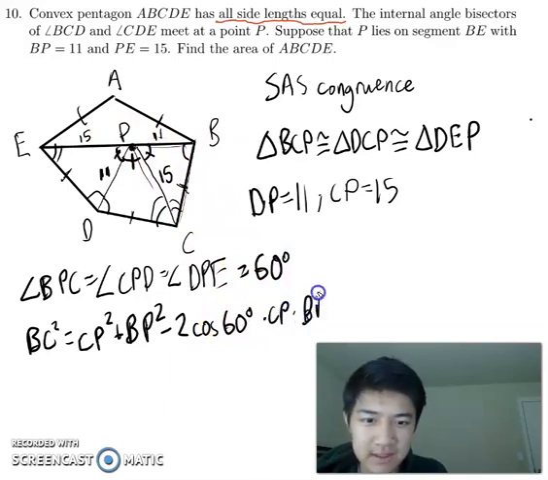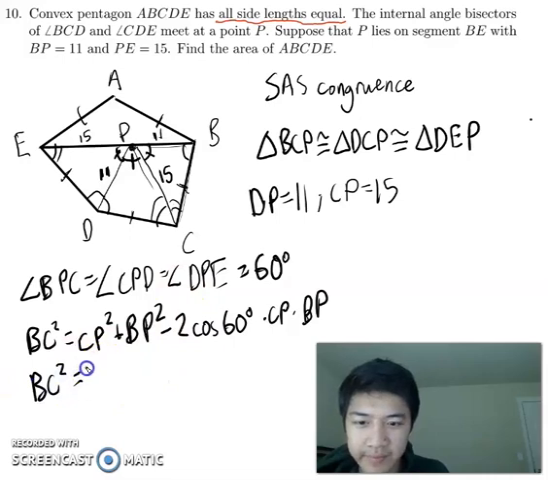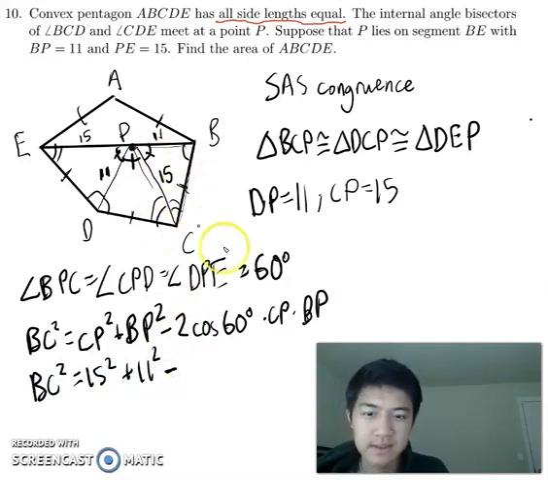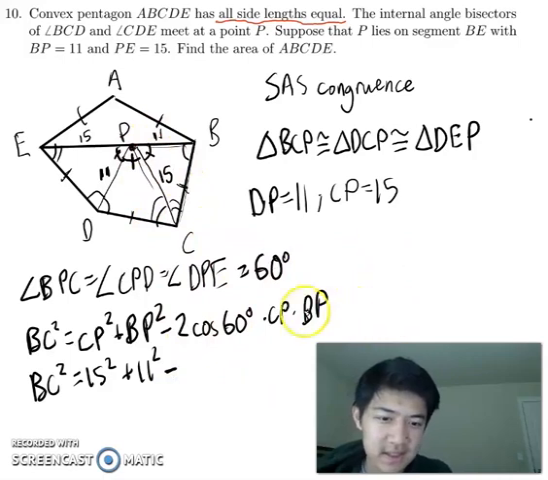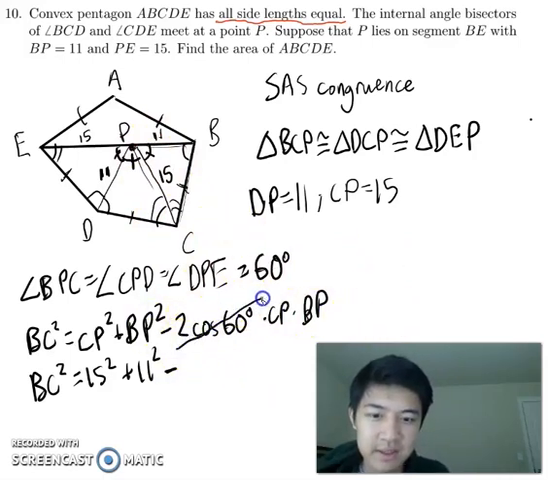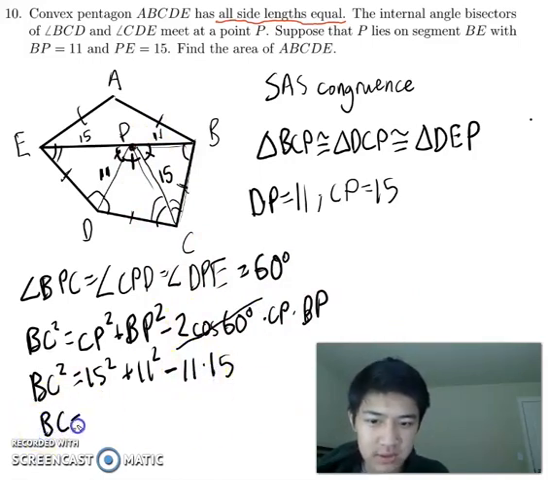We have these two lengths, CP and BP, already, because CP is equal to 15 and BP equals 11. And so this should tell us that BC squared is equal to 15 squared plus 11 squared, and then minus this 2 cosine 60. Cosine 60 is 1/2, so this just cancels out to 1. We can just ignore this, and this is minus 11 times 15. And if we evaluate this out, we get BC is equal to the square root of 181.